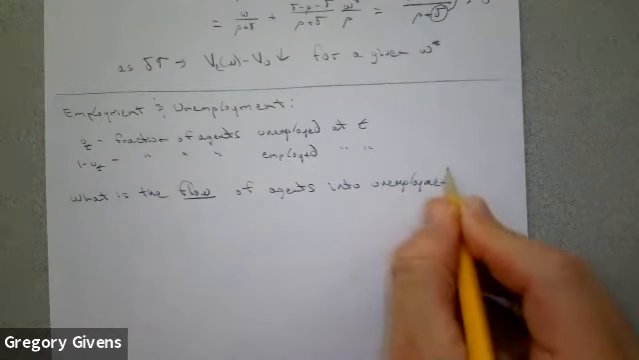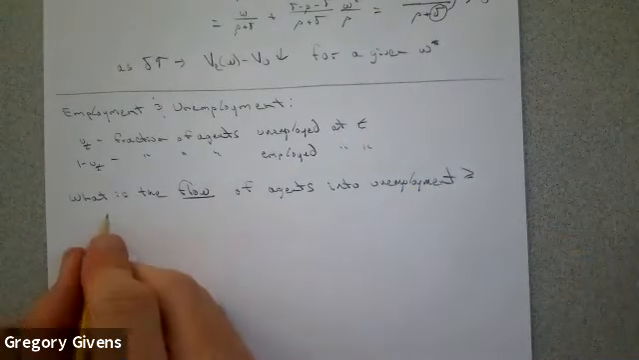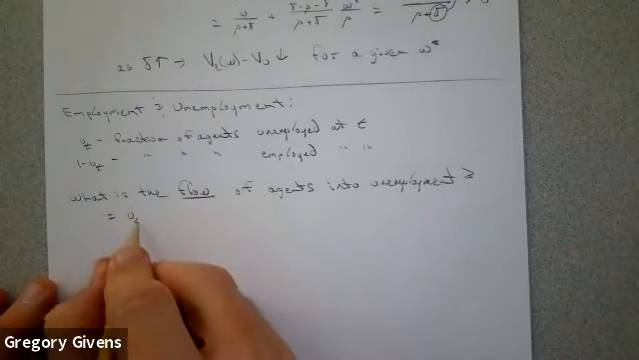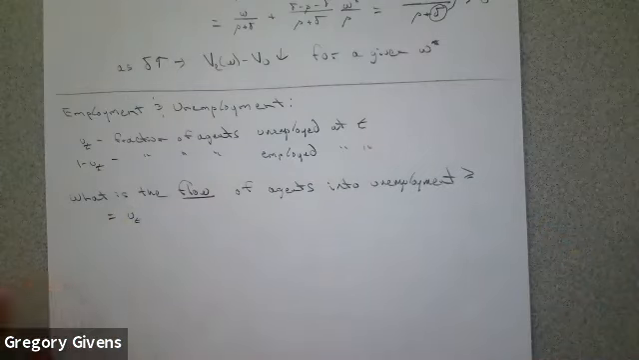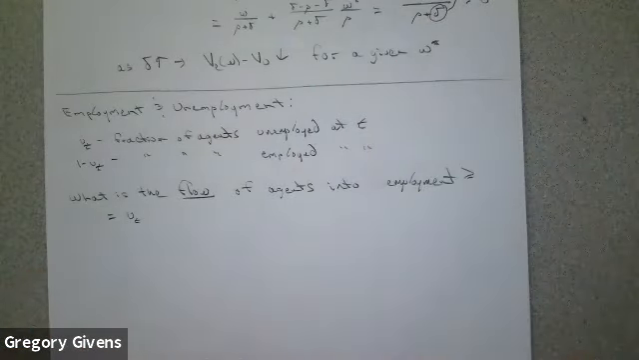That's the first of two questions, really. What is the flow of agents into unemployment? Well, that flow should be equal to the... let me restate this question. What is the flow of agents into employment? In other words, what is the rate at which unemployed workers who are searching accept job offers?